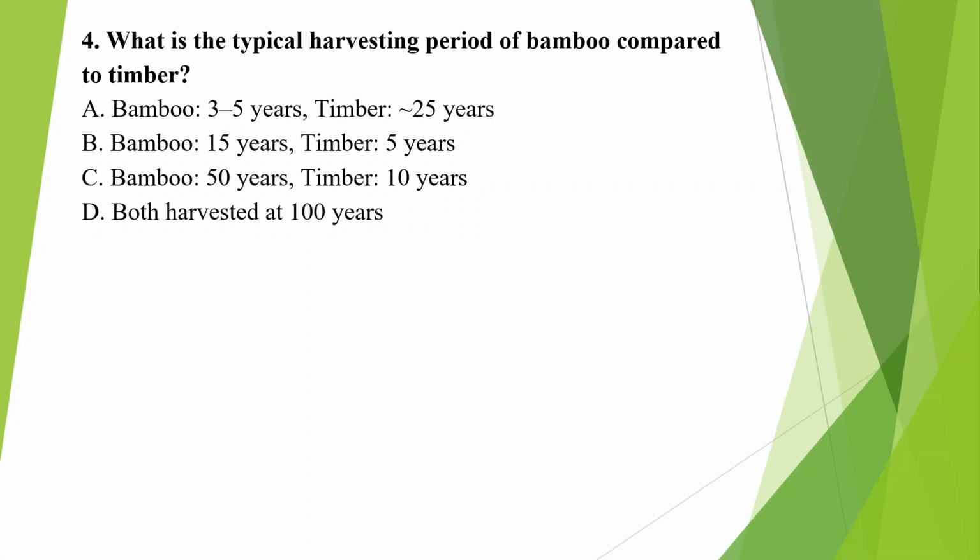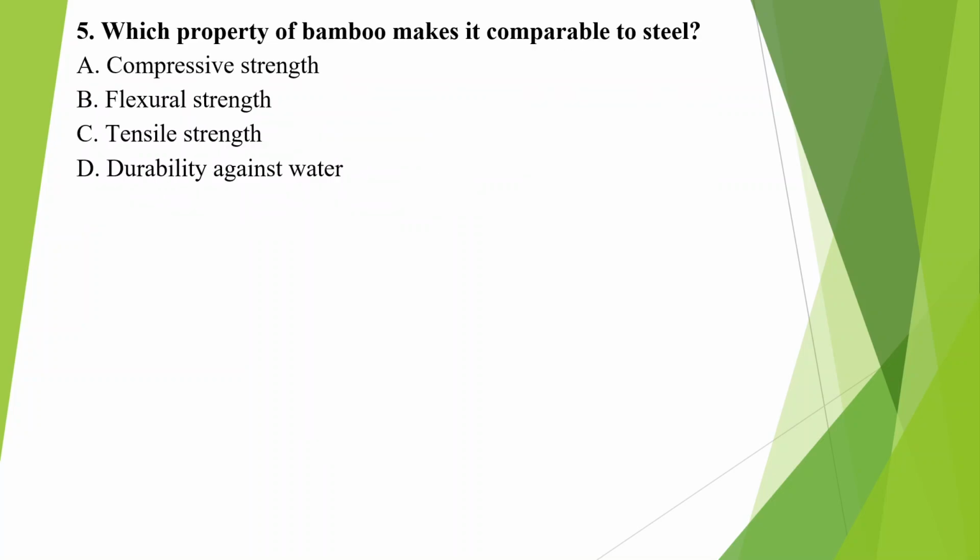That is, bamboo matures rapidly as compared to timber, and it gets harvested in nearly 3 to 5 years. But timber often requires decades, nearly 20 to 25 years, which was mentioned in option A. That's why it is the correct answer for this question number 4. So let's move to question number 5 then. Here is question number 5 for you all.